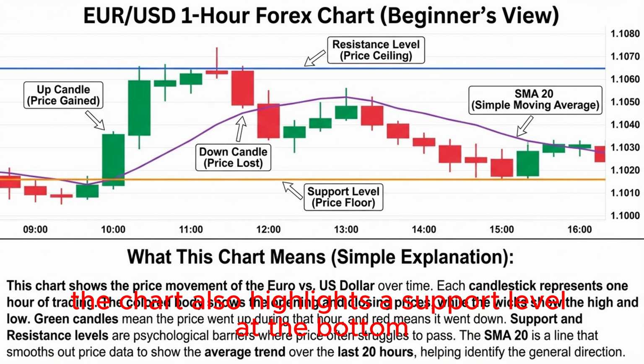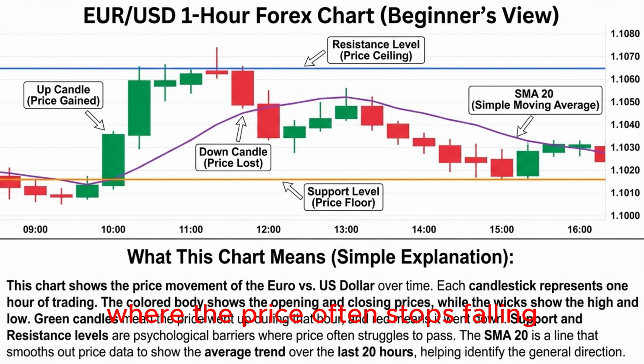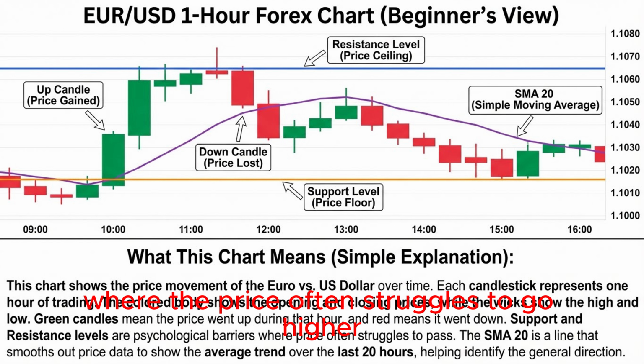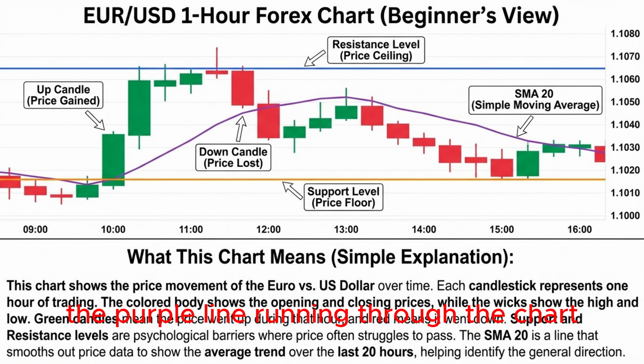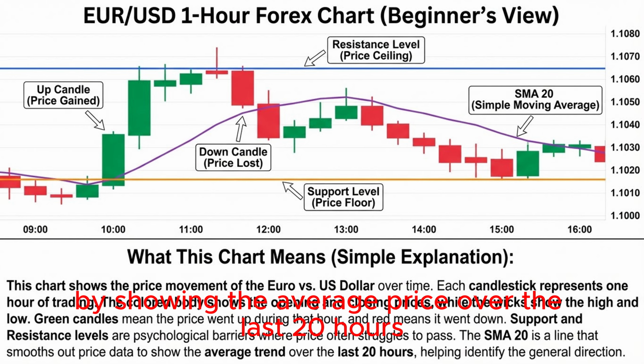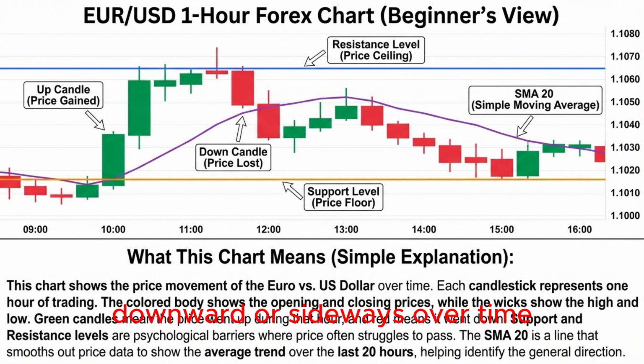The chart also highlights a support level at the bottom, which acts like a floor where the price often stops falling, and a resistance level at the top, which acts like a ceiling where the price often struggles to go higher. The purple line running through the chart is the 20-period simple moving average, which smooths out price movement by showing the average price over the last 20 hours. This helps traders see the overall trend more clearly and understand whether the market is moving upward, downward, or sideways over time.